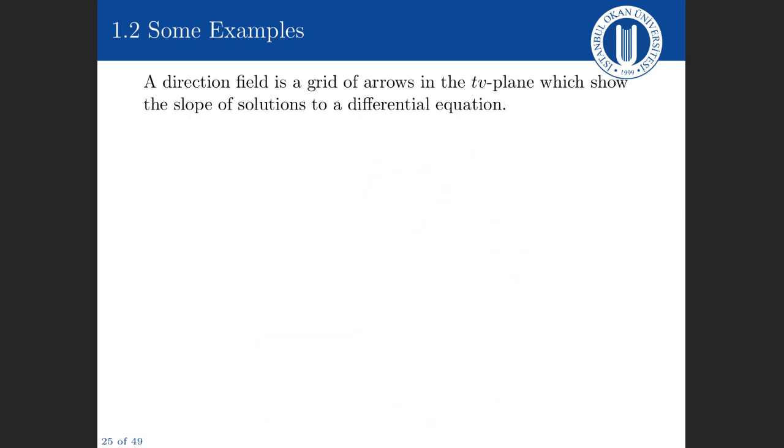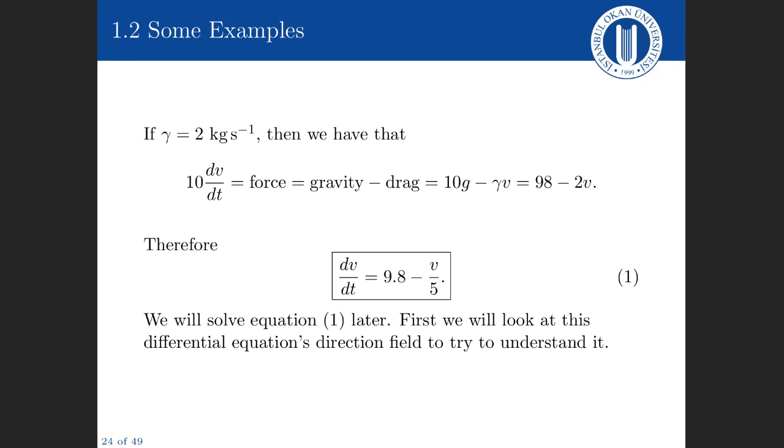Why did we divide by 5? On the left side I have a 10, on the right side I have 2. Divide by 10, I get 2 divided by 10, which is the same as 1 divided by 5.